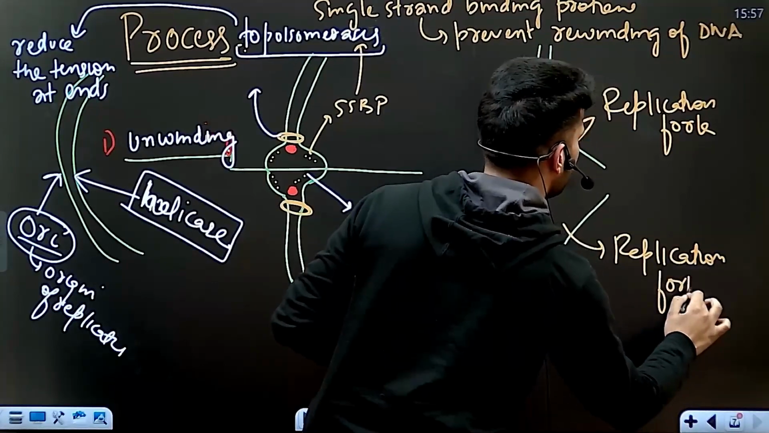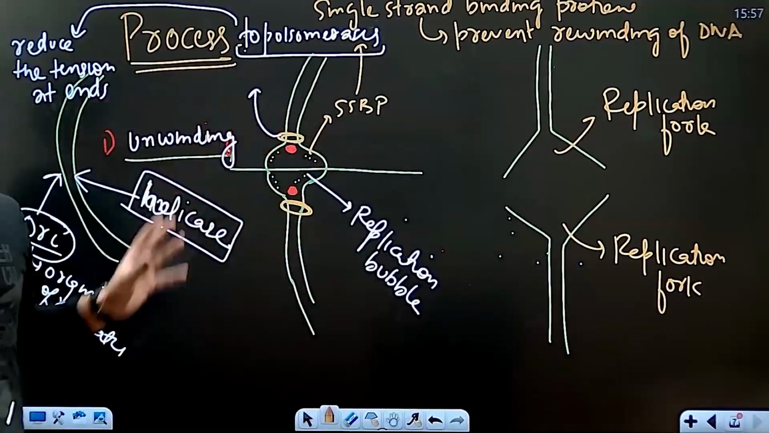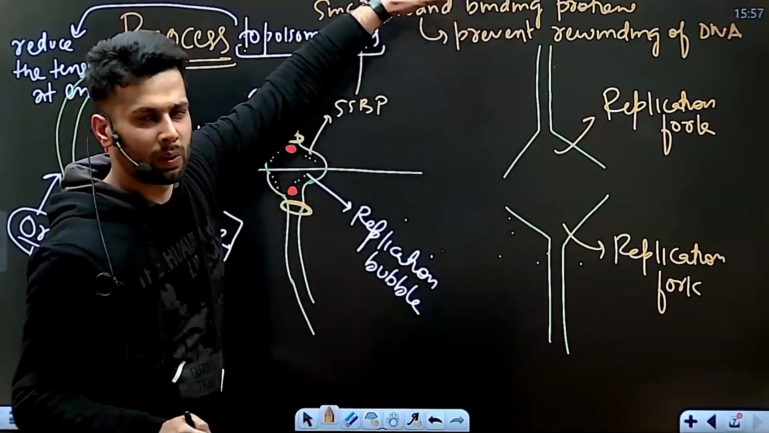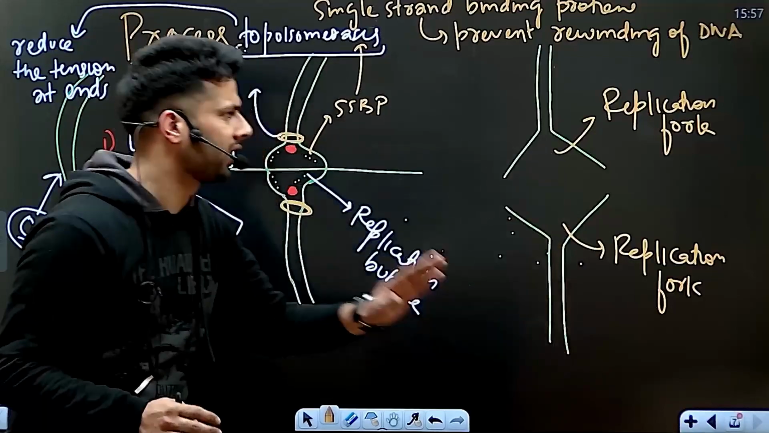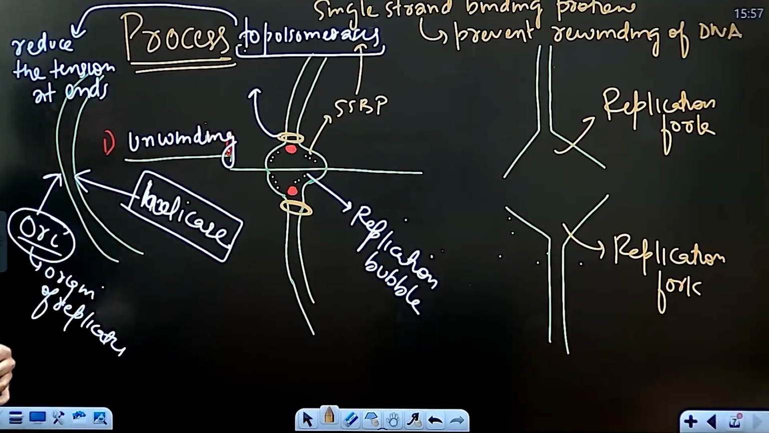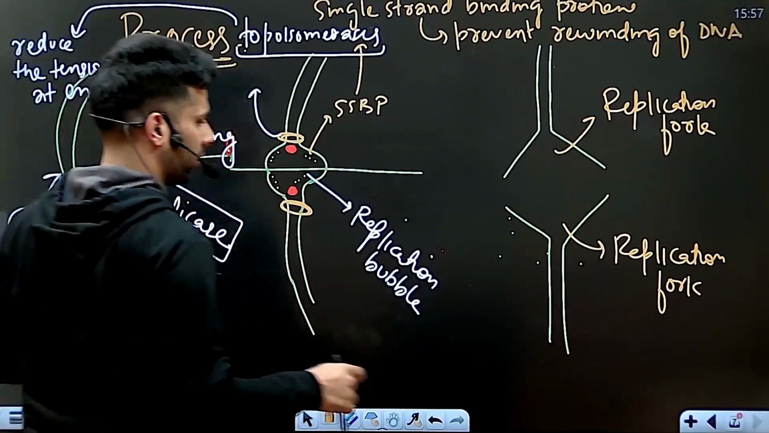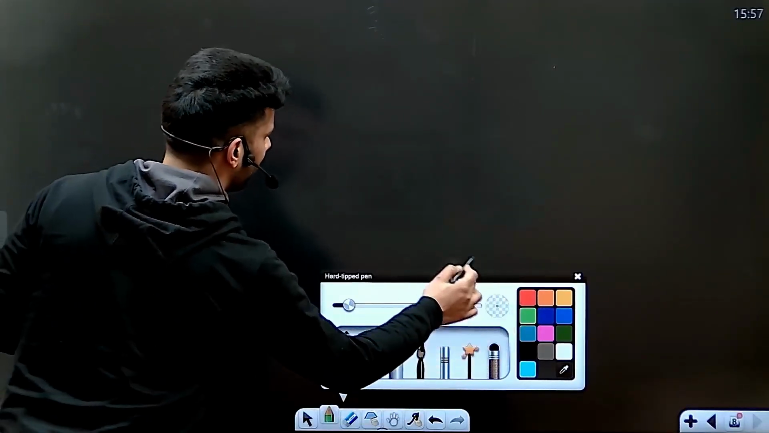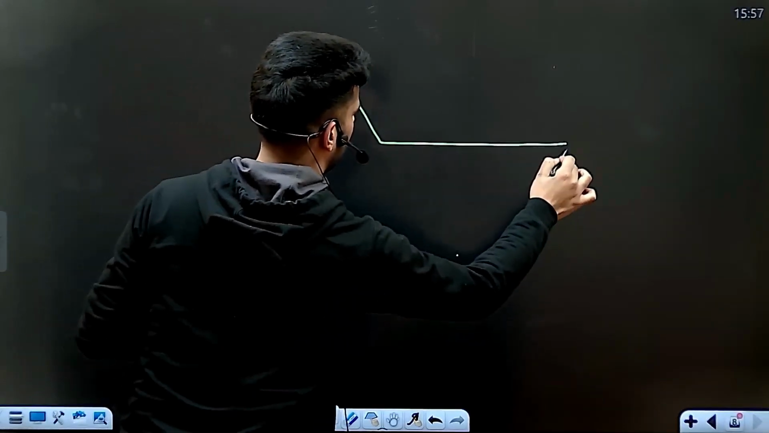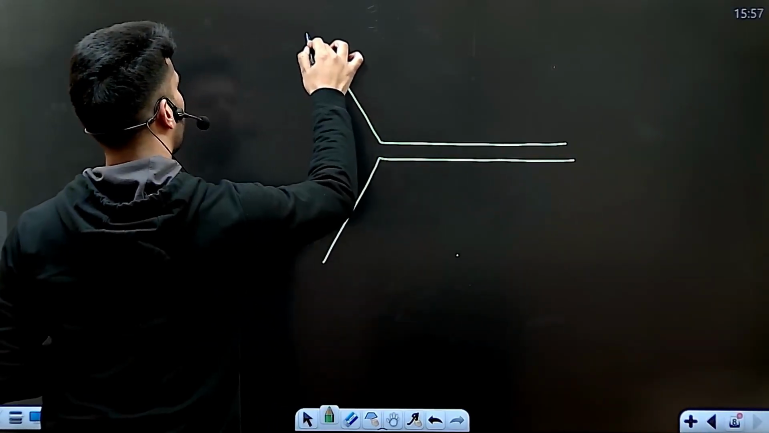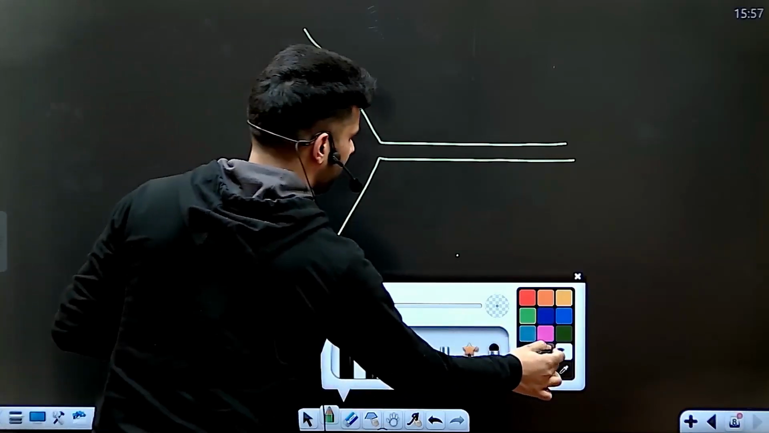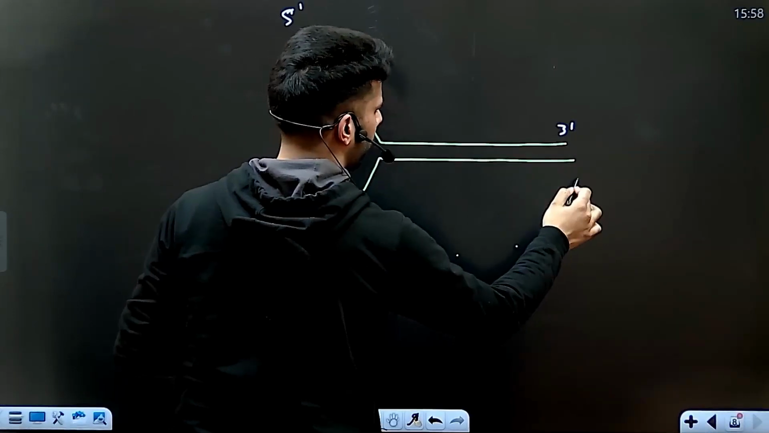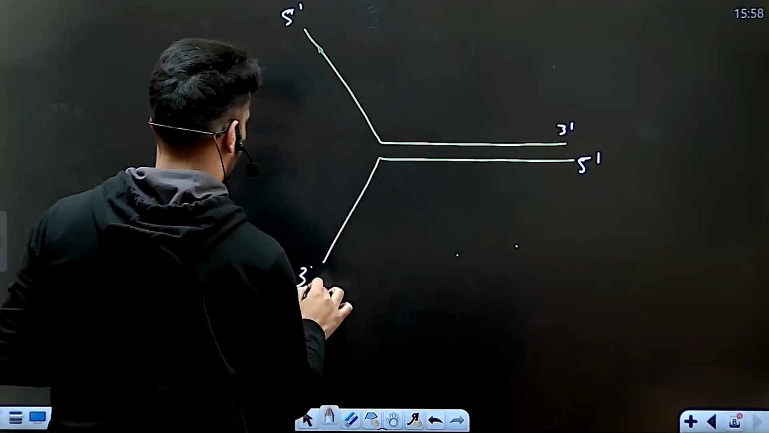Now the replication on either side of the replication forks is the same. जैसे डीएनए रेप्लिकेशन इस रेप्लिकेशन फोर्क में प्रोसीड करेगा, वैसे ही इस रेप्लिकेशन फोर्क में भी प्रोसीड करेगा. We will continue the replication in one of the replication forks. हम एक रेप्लिकेशन फोर्क में देखेंगे. So if I take this as a replication fork, consider this as the 5' end of this strand, and this will be 3', and correspondingly this will be 5' and this will be 3' end.